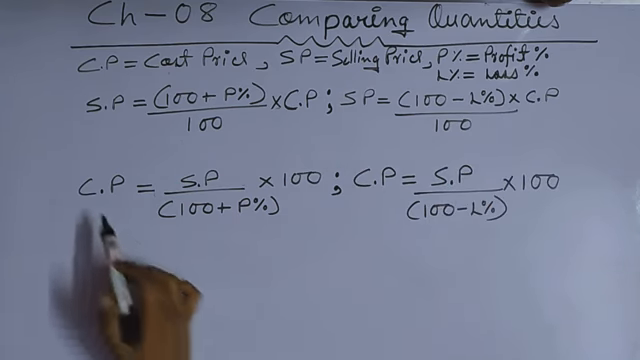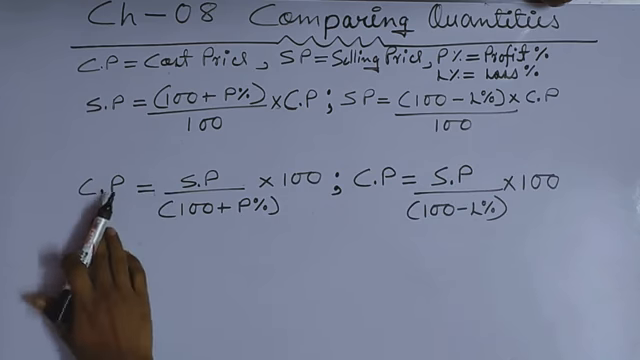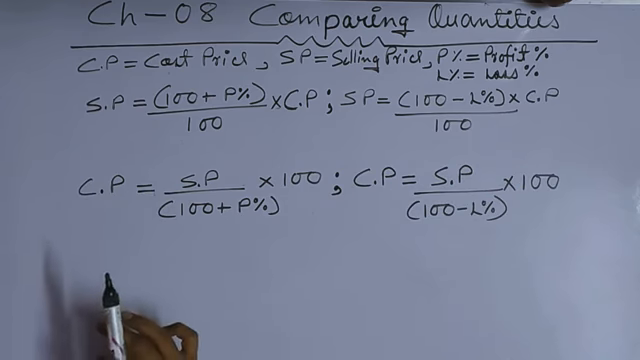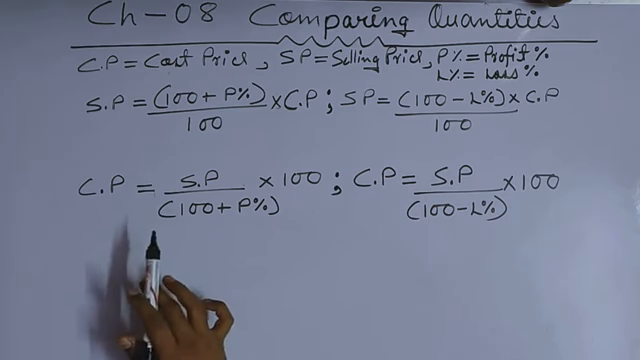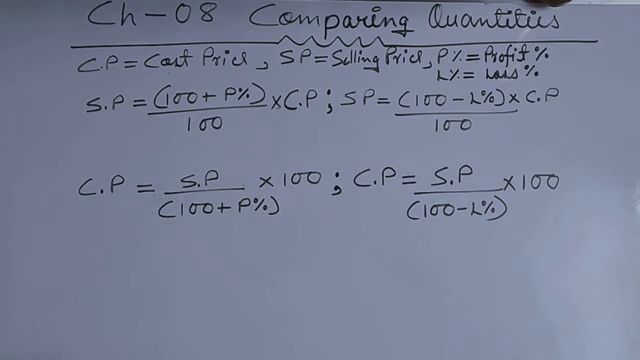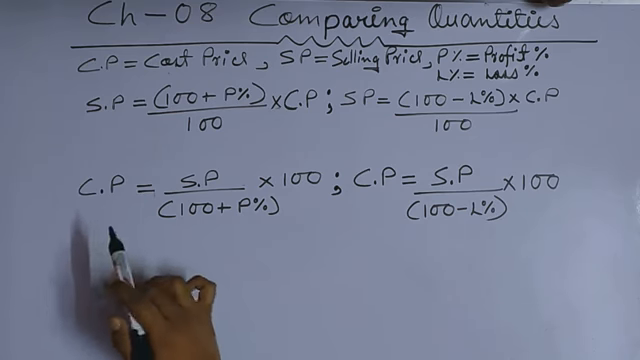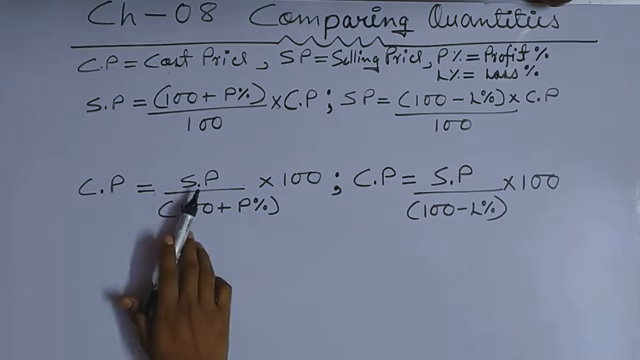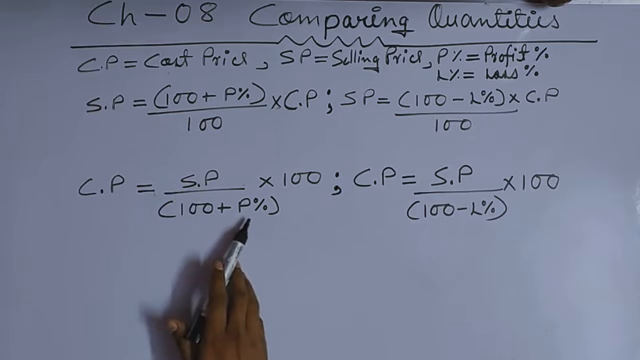Now another formula, that is cost price. Whenever selling price is given to us and the profit percent is given to us, and we have to calculate the cost price, in that case the cost price will be equal to selling price upon 100 plus profit percent, multiply 100.